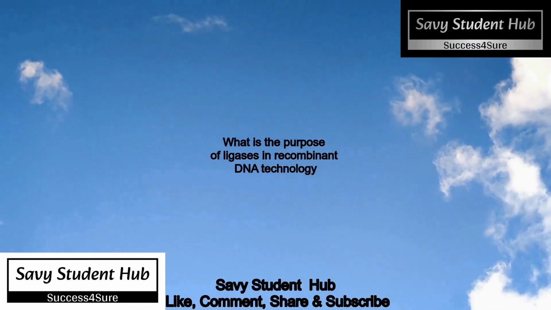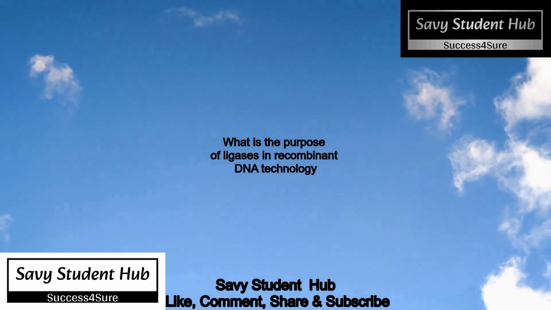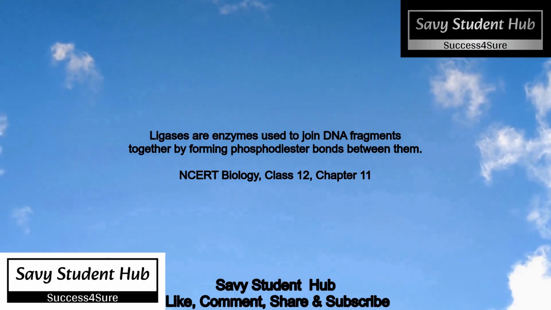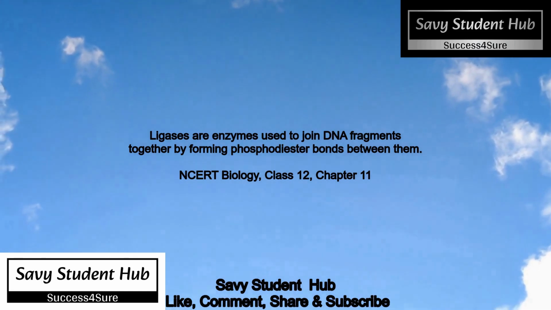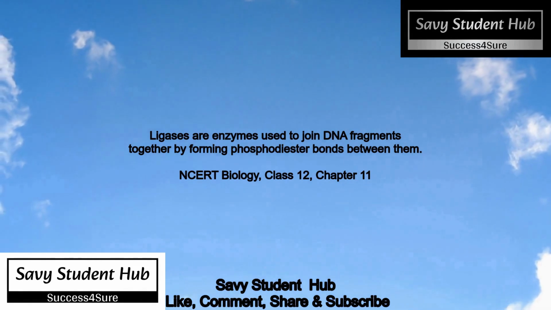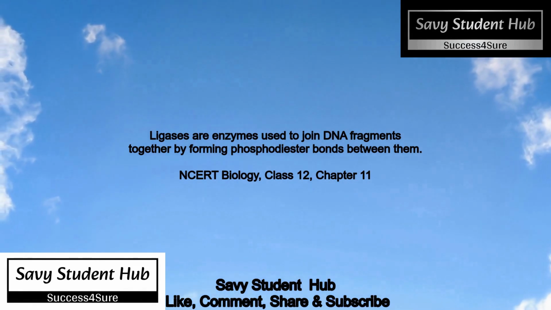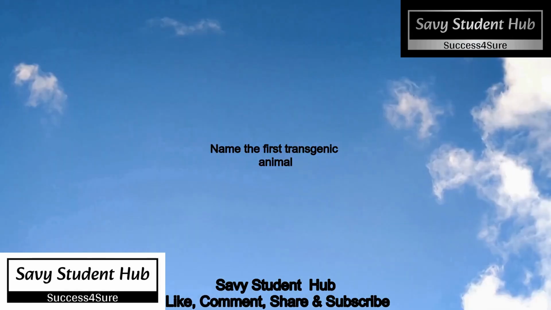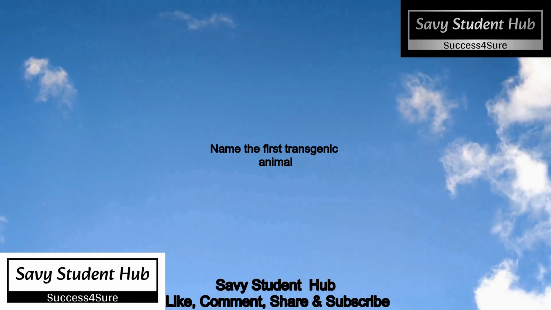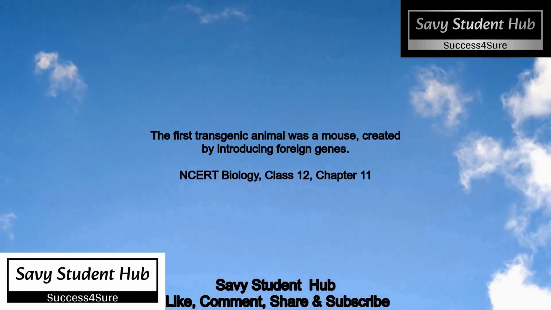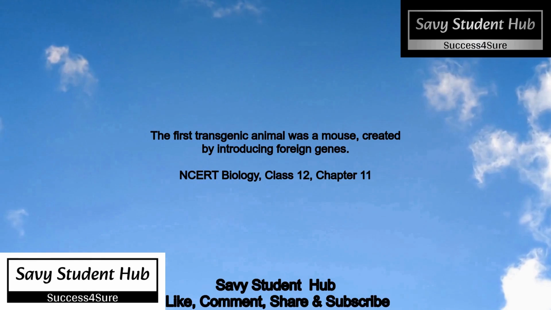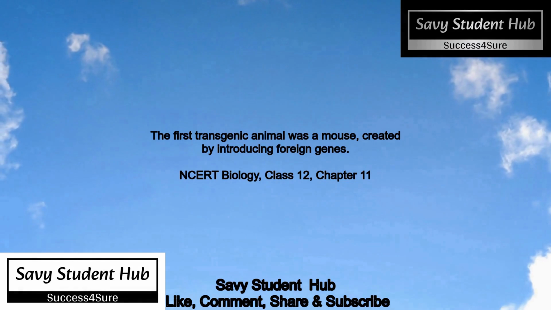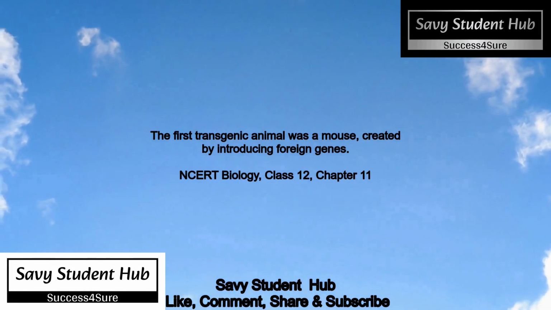What is the purpose of ligases in recombinant DNA technology? Ligases are enzymes used to join DNA fragments together by forming phosphodiester bonds between them. Name the first transgenic animal. The first transgenic animal was a mouse, created by introducing foreign genes.